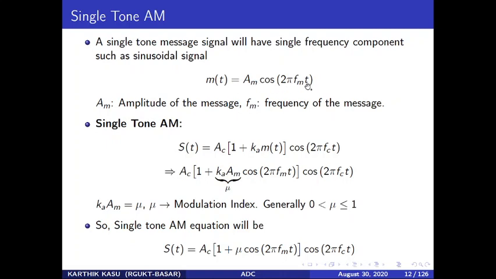Please remember here both are sinusoidal signals, carrier as well as message signal. So what is carrier c of t? Ac cos 2 pi fc t. What is m of t? Am cos 2 pi fm t. Both are cos waveforms only. Now what is Am? Amplitude of the message signal m of t. What is fm? Frequency of message signal m of t. Just like c of t, Ac is the amplitude of c of t, fc is the frequency of c of t. In the same way, Am is the amplitude of m of t, fm is the frequency of m of t.